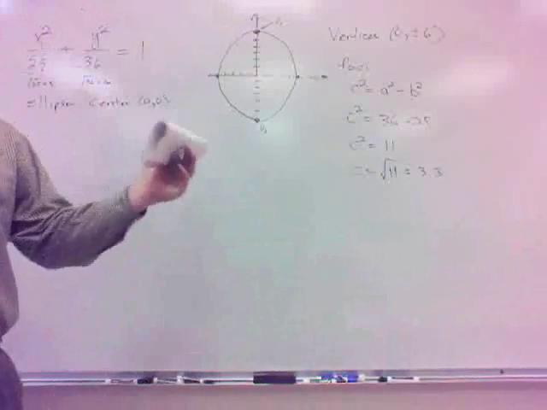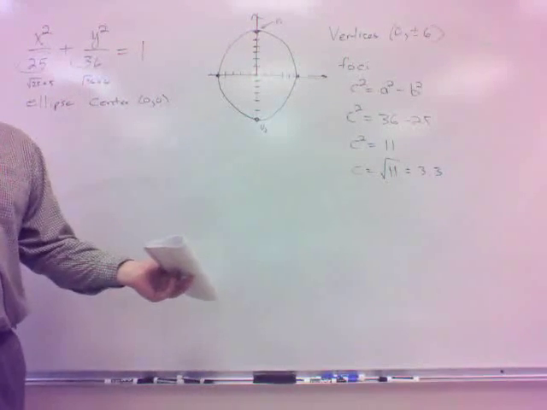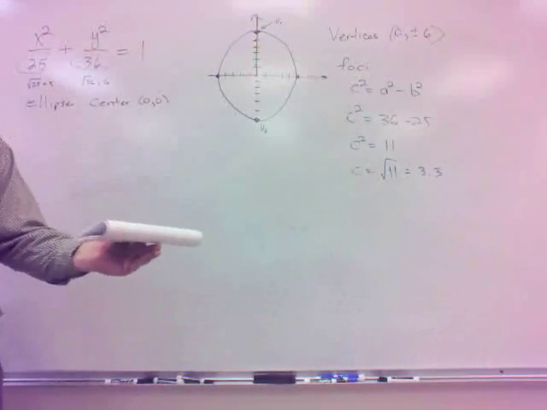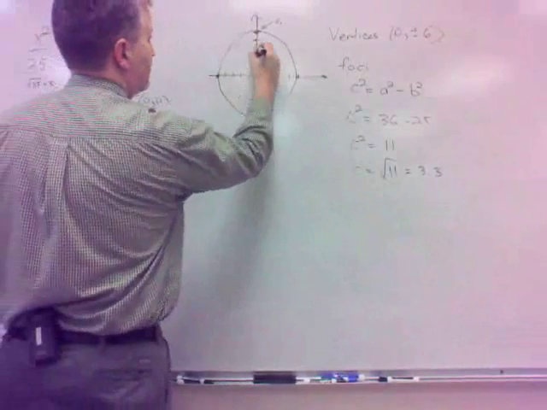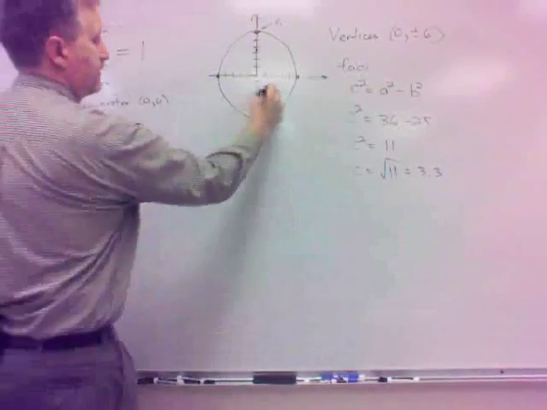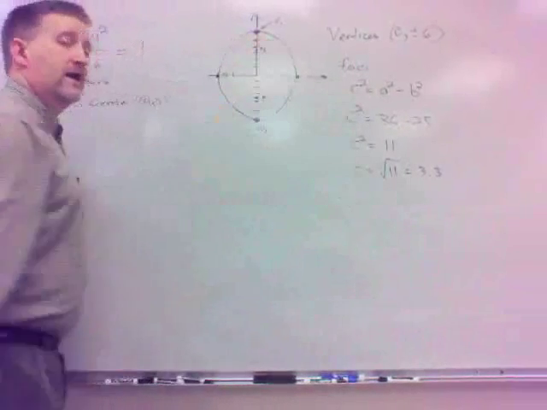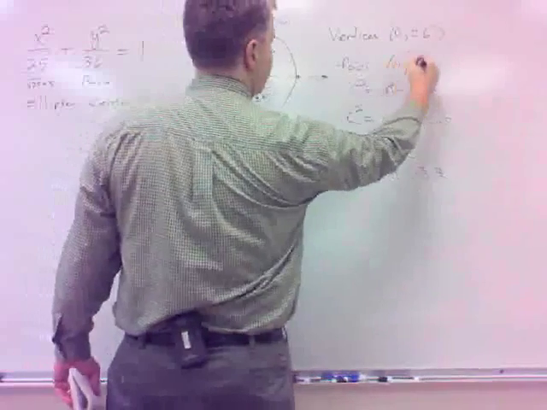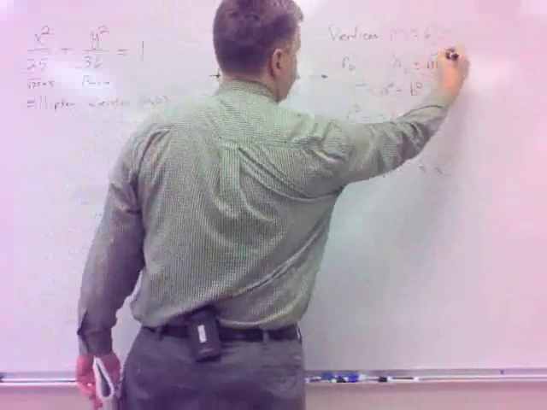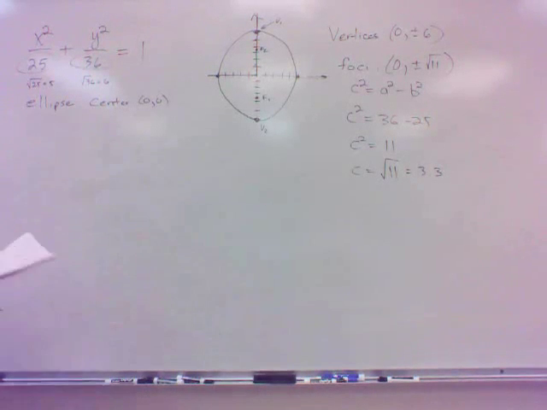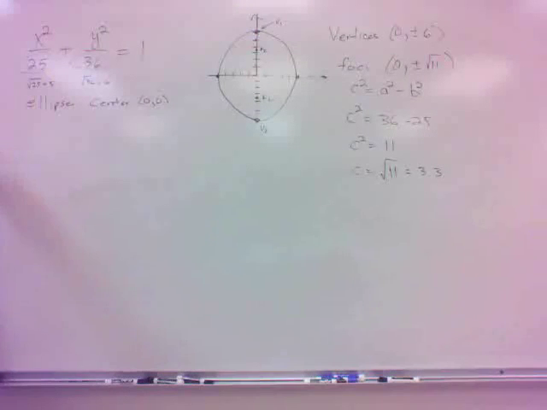Now, the other thing is the foci go on the major axis as well. So where do those go? Well, the major axis, the longer axis, is the y here. So I'm going to go 3.3 in the y. Here's 3.3, and then here. So my foci are along the y-axis, because it's all on the major axis. So that'd be 0 plus or minus 3.3, or square root of 11 if you want to put the exact value. Okay? Question or concern?